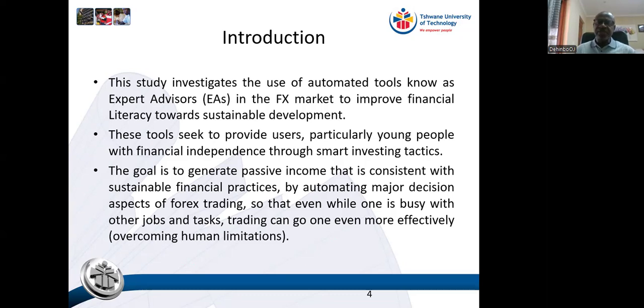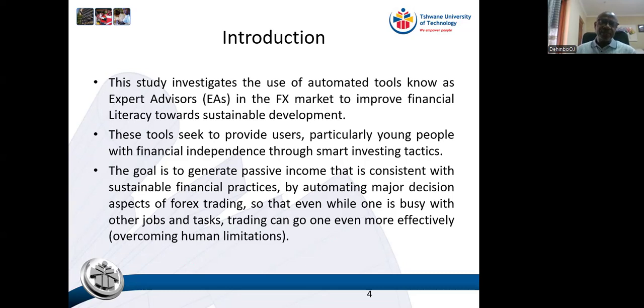And how do we do this? Is by automating all the various major decisions that are involved in Forex trading. And the essence is that, for example, while one is busy with other jobs and tasks, trading can go on more effectively, overcoming human limitations. Because we have seen many situations where a trader is busy trading and then doing some other things. And this trading is international.